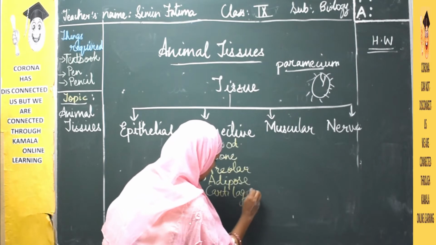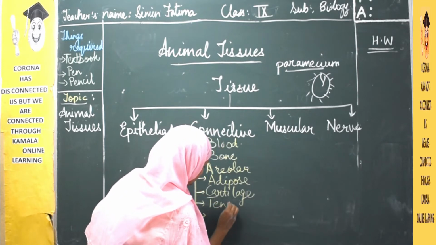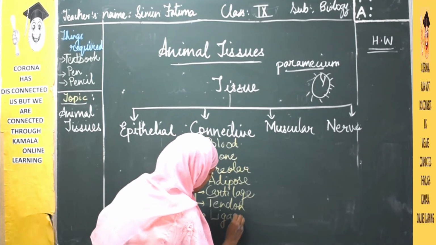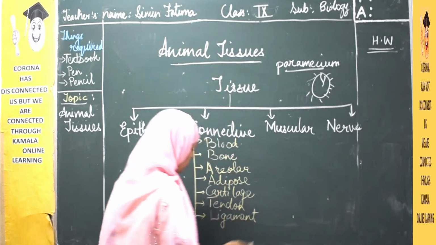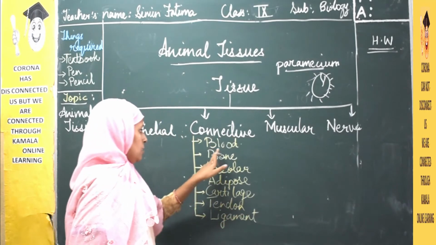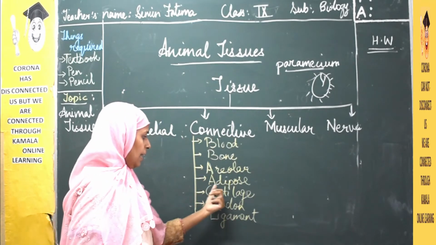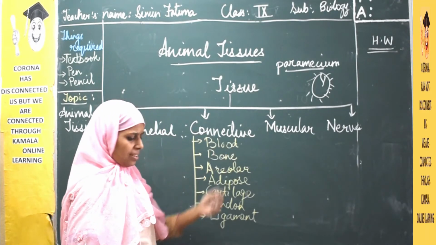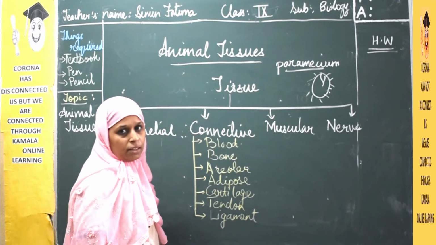Cartilage, tendon, and ligament. Okay. So there are 7 types of connective tissue. That is blood, bones, areolar, adipose, cartilage, tendon, and ligament. So now we will discuss the first one, blood.